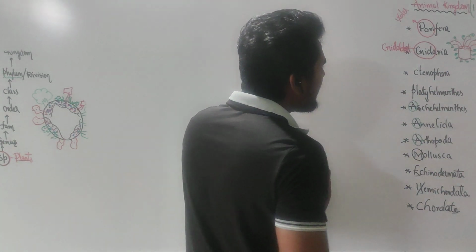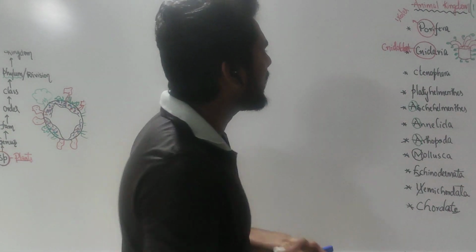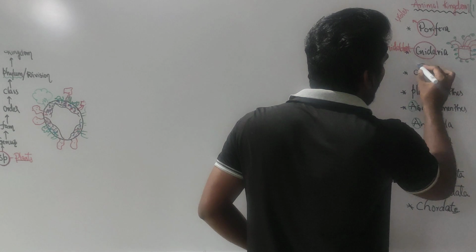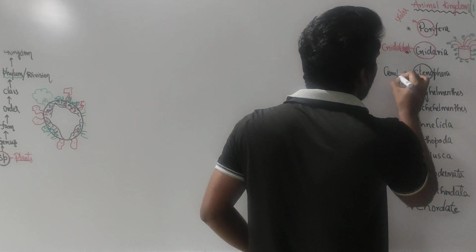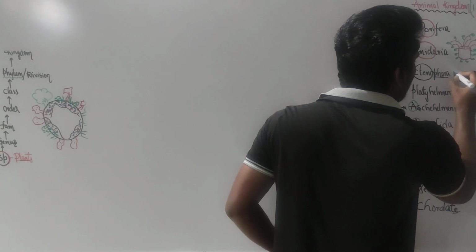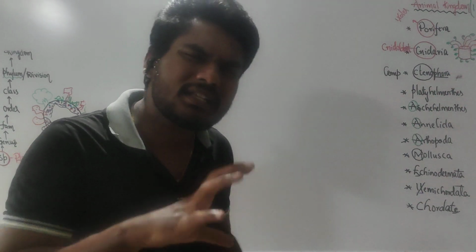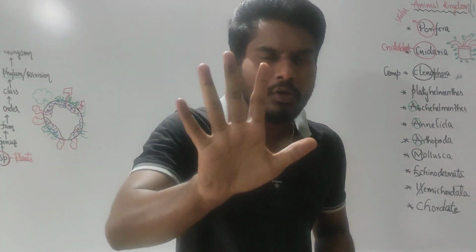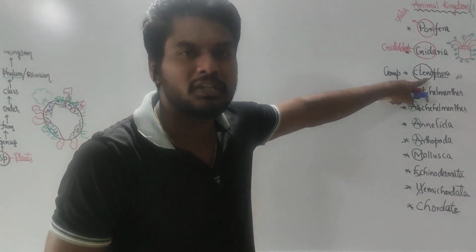Cnidaria is followed by the third phylum, which is known as Ctenophora. What is the meaning of Cteno? Cteno means comb. Phora means bearing. Comb bearing animals. What is the meaning of comb? Not that comb. I will tell when I am explaining the phylum.